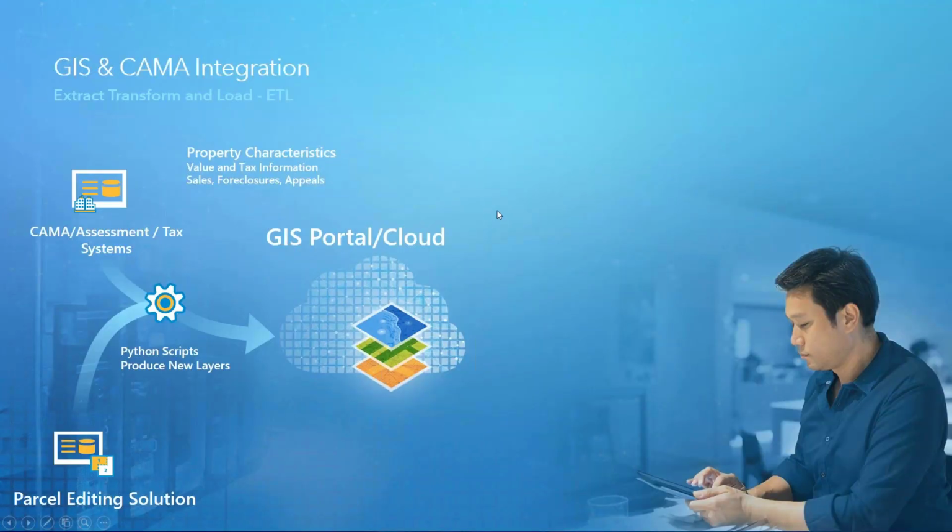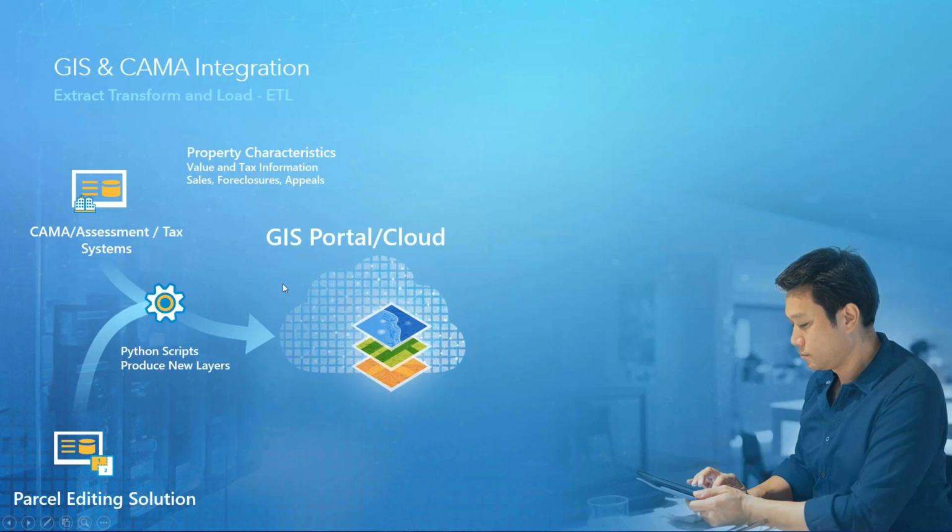And to finally wrap things up, as far as taking your GIS data, your tax polygons in most cases, and pairing those with CAMA tables, a lot of those solutions you saw are reliant on some CAMA characteristics or attributes. So we've got our parcel editing solution, and then you have your existing CAMA assessment and tax systems. The way we work with this is using a process called ETL, or extract, transform, and load, using Python scripts to take attributes from CAMA, pair those attributes with your parcel polygons, and push them into your WebGIS, whether it's ArcGIS Enterprise or ArcGIS Online.